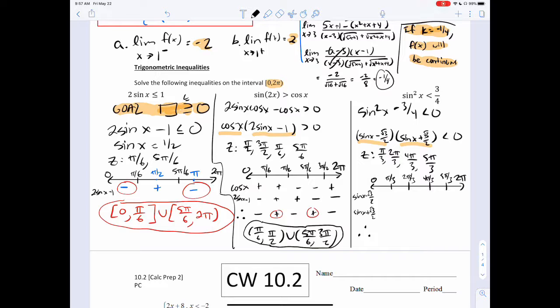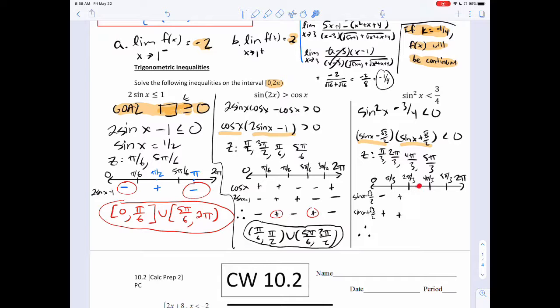So let's work with the first one. So if I plug in a number between 0 and pi over 3, let's say pi over 6, that's a good one. So sine of pi over 6 is a half. So half plus root 3 over 2, that's definitely positive. Half minus root 3 over 2, negative. Now once we're in pi over 3 to 2 pi over 3, we can pick a number like pi over 2. And sine pi over 2 is 1, so definitely these are both positive.